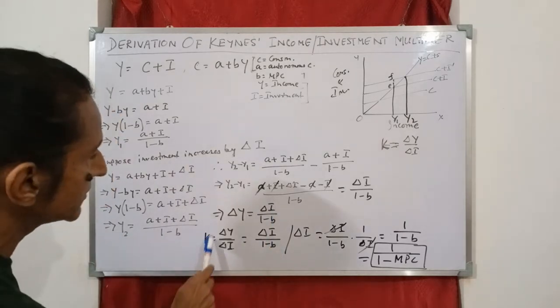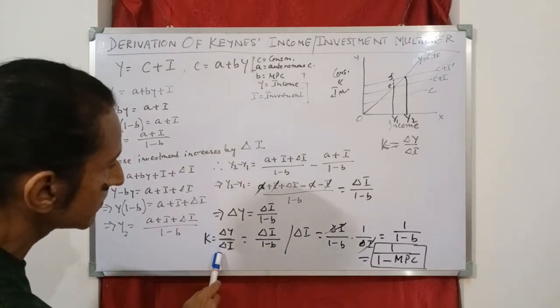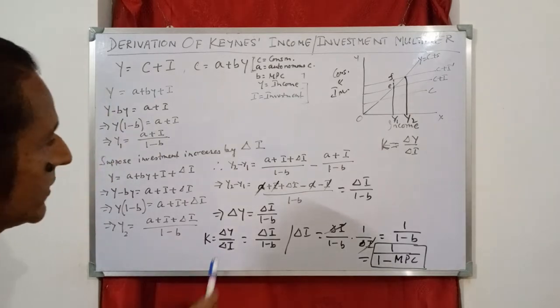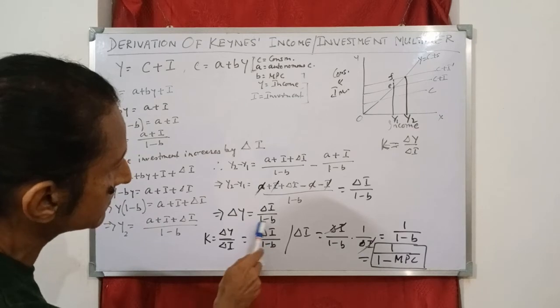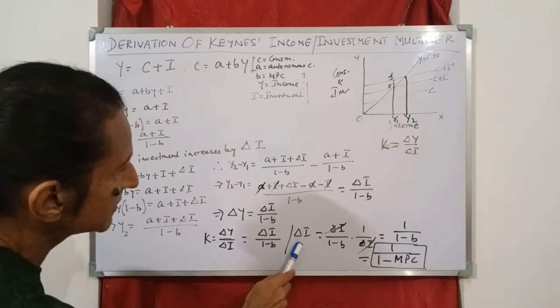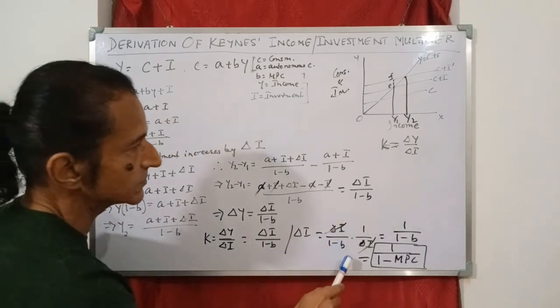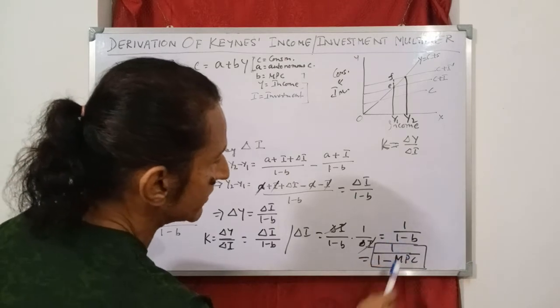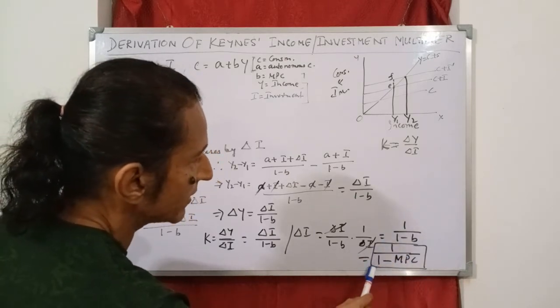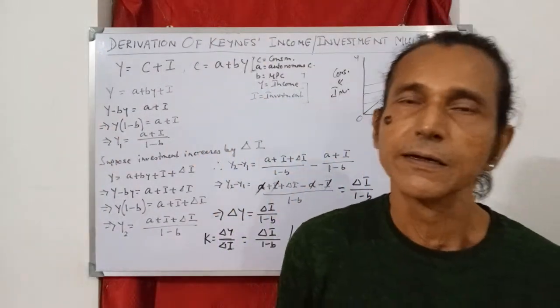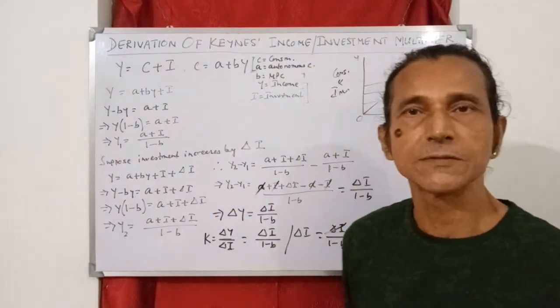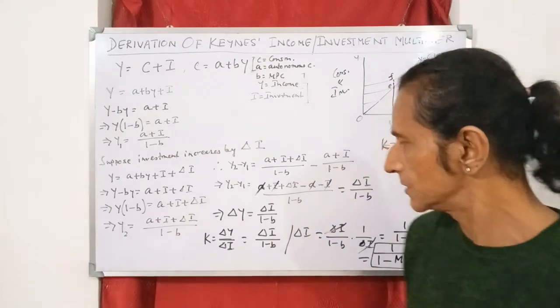Now k equals delta y by delta I. And what is delta y? Delta I divided by 1 minus b divided by delta I. So this becomes 1 by 1 minus b, that is 1 by 1 minus MPC. This is the mathematical derivation of Keynes income or investment multiplier.